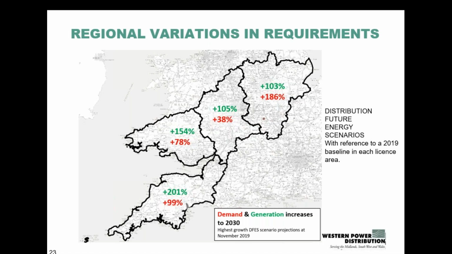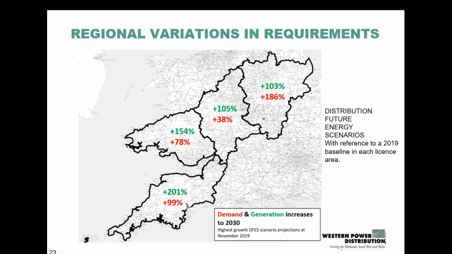So WPD operates 4 different licence areas: the South West, South Wales, West Midlands and East Midlands. And here you can see the green numbers are most rapid decarbonisation pathway and how much additional demand there might be. The generation is in green, and the red is the demand, and that increases in red there. So you can see for each different area, some of them have lots more generation, some of them have lots more demand as well, and some of them are dominated by one of those particular technologies.